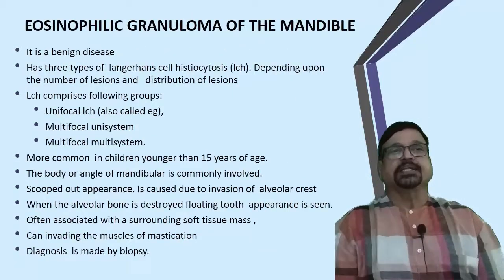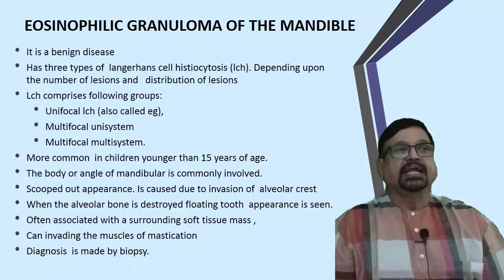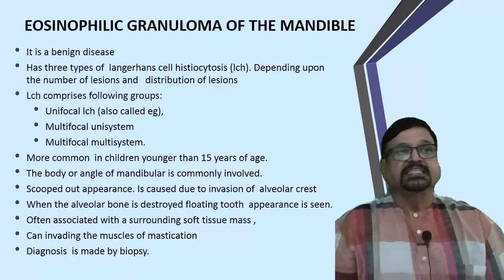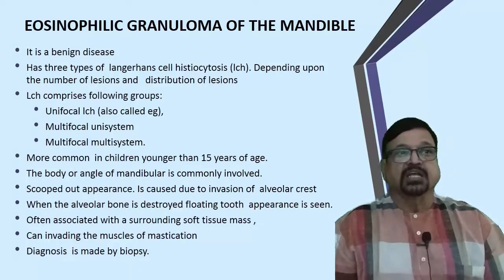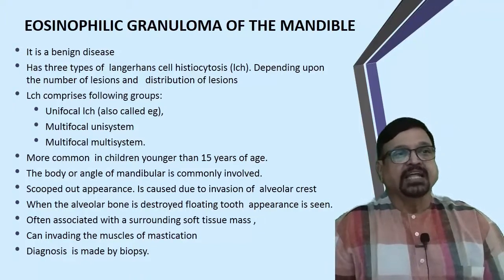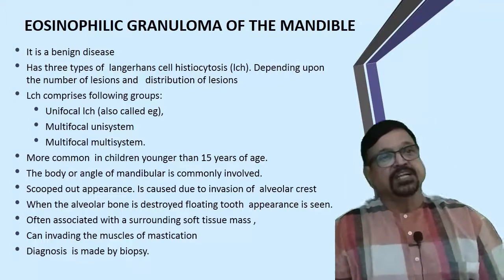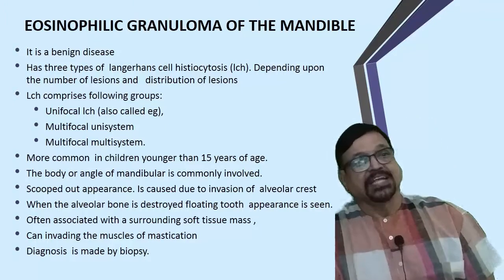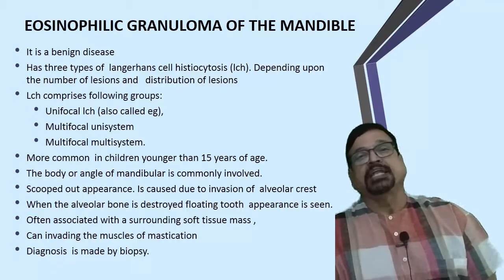Now, eosinophilic granuloma of the mandible. It's a benign disease. It has 3 types of Langerhans cell histiocytosis: unifocal, multifocal, and multifocal multisystemic. They are more common in children younger than 15 years. The body or angle of the mandible is commonly involved.